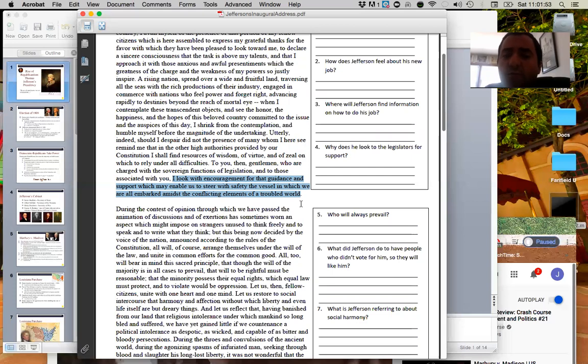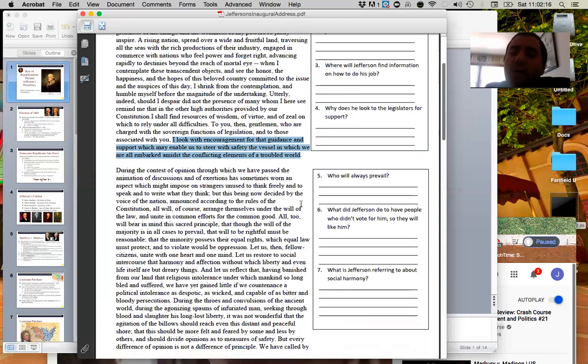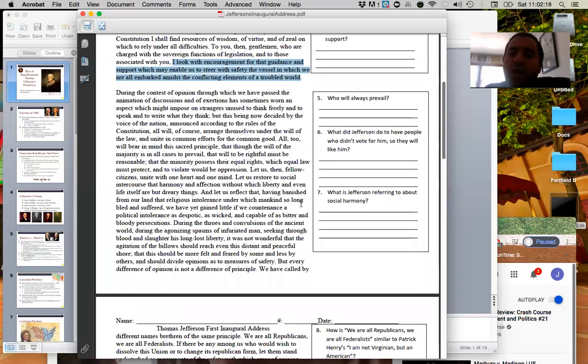He's going to look for the legislators for support. So why does he look for support? Jefferson looks for their support because he wants guidance. He wants encouragement to steer this nation in the right direction. He knows there will be troubled roads ahead, but he knows these legislators can support guiding this nation, which he refers to as a vessel, in the right direction.